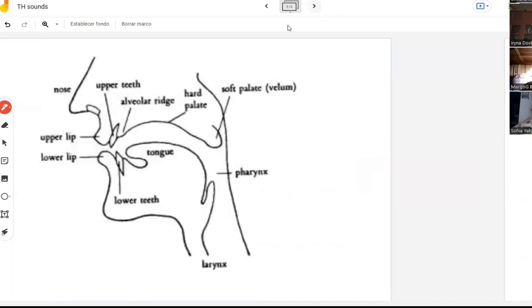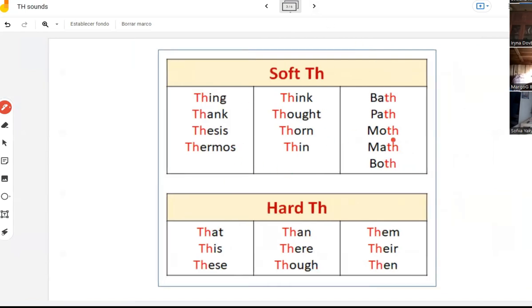Okay, we have more words. Sometimes you practice one word, and I would like you to try to read. We have 3 columns, with the sounds at the beginning, in the middle, and at the end. I would like you to read after me first. So I will read and you repeat. Let's start with the first one. Think, thank. Thesis. Thermos. Think. Thought. Thorn. Thin.